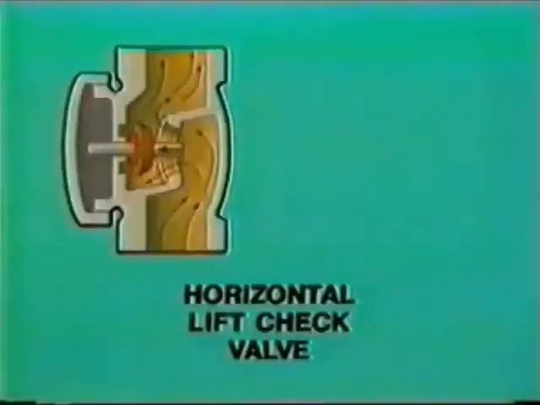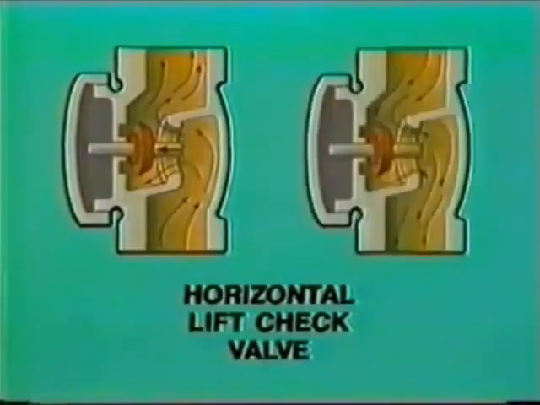Because gravity pulls the disc downward when flow stops, a lift check valve cannot be installed vertically or in any other position where gravity cannot do its work. If installed vertically, the valve will still admit flow, but it will not close if the flow direction changes. For this reason, this type of valve is called the horizontal lift check valve.